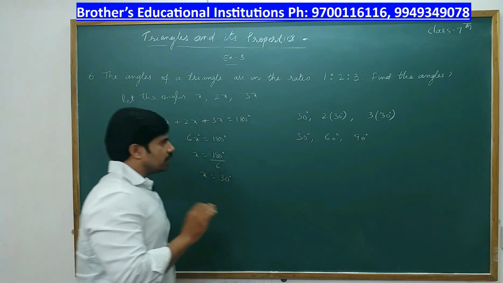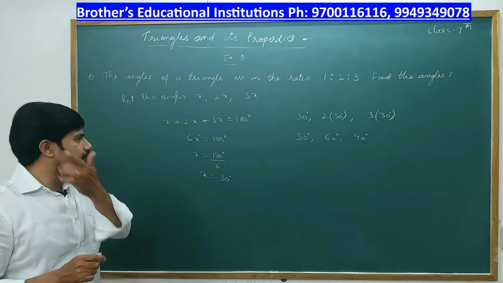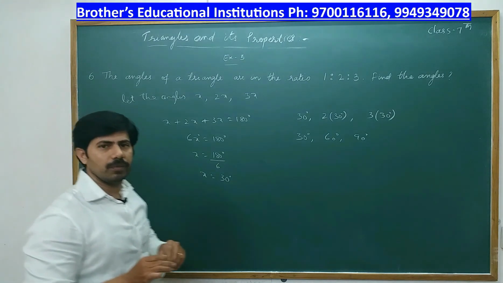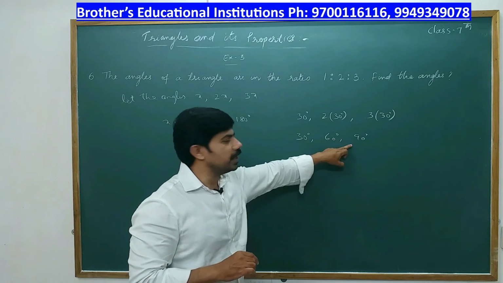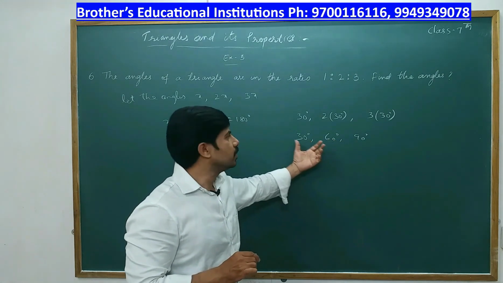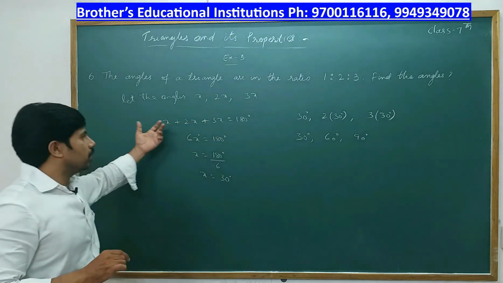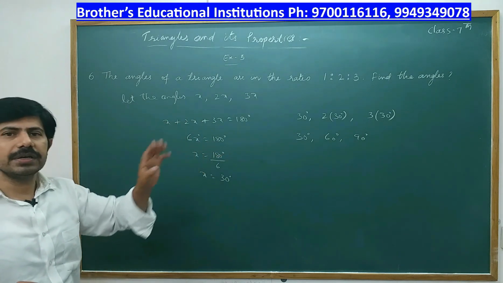Now after getting the result, we just verify. We'll add up all three, the sum should be 180. That is the verification. 30 plus 60 is 90, 90 plus 90 is 180. So it is verified. Therefore the angles are 30 degrees, 60 degrees and 90 degrees.